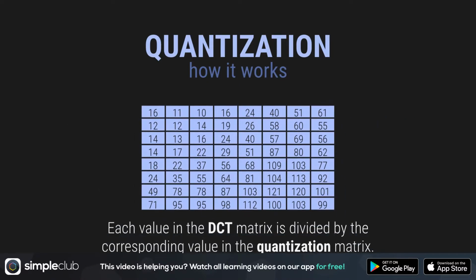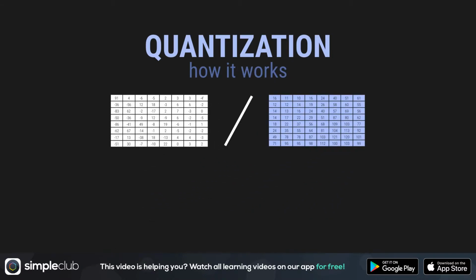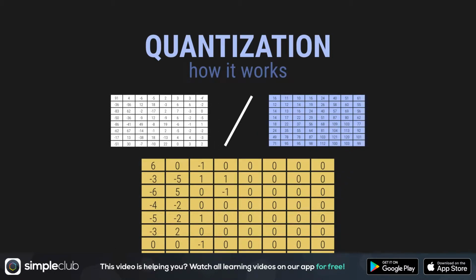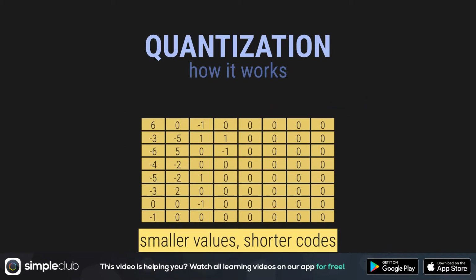Then what we do is take each value in the DCT matrix and divide it by the corresponding value in the quantization matrix. Oh yeah, and then the values are rounded to the nearest integer. The result is a new matrix like the one here. The point of all this is that, as you can see, the values in the matrix are significantly smaller, which means we can use a shorter code to encode them.